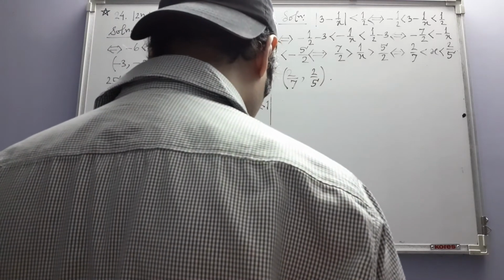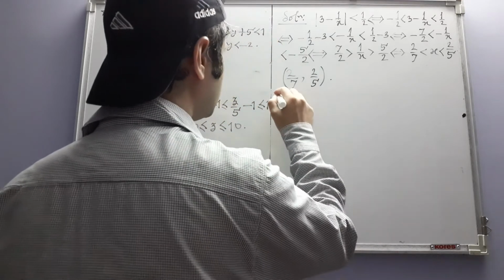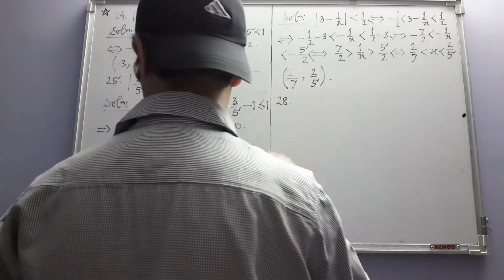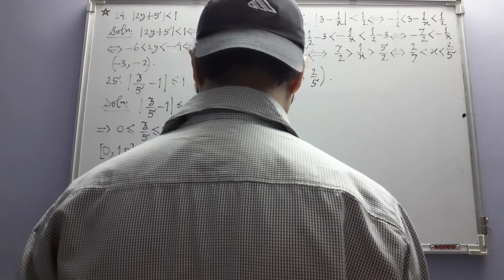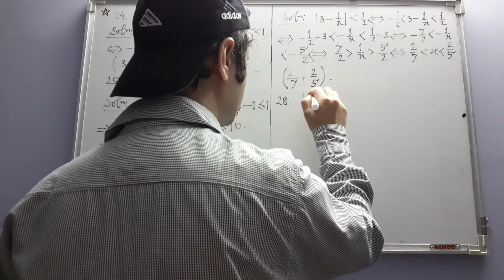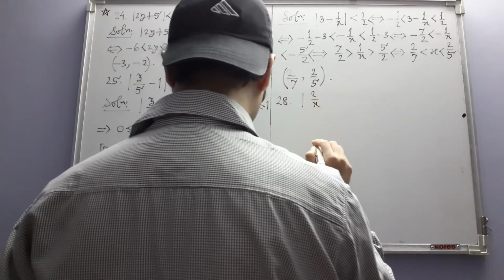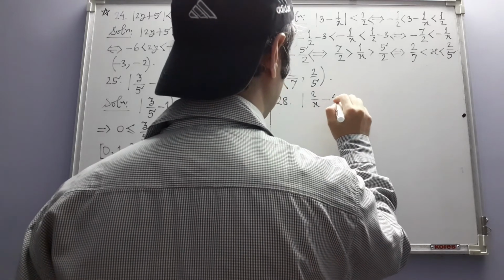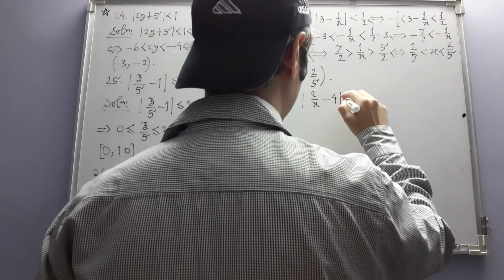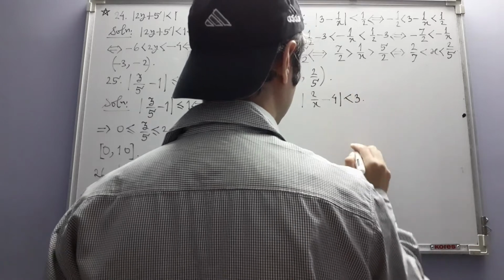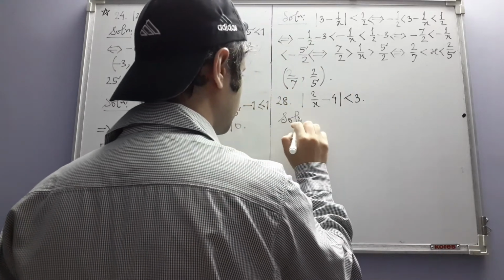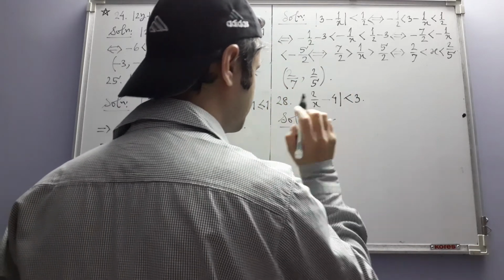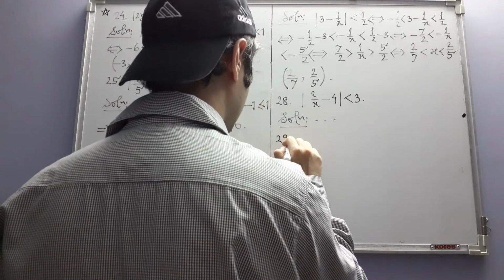28. So this was 27, then 28. 2 divided by x minus 4, its absolute value is less than 3. It's left to you because this is similar. 29.